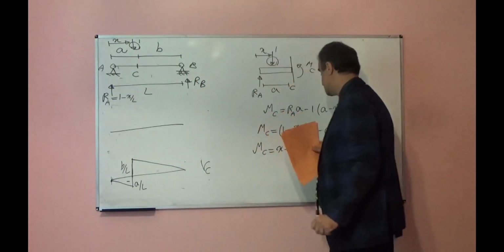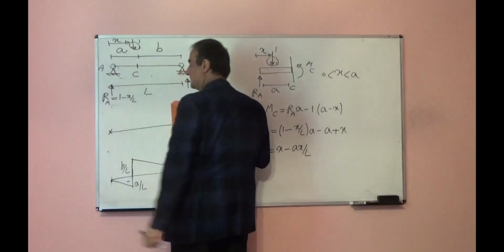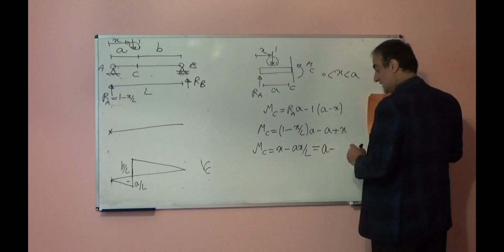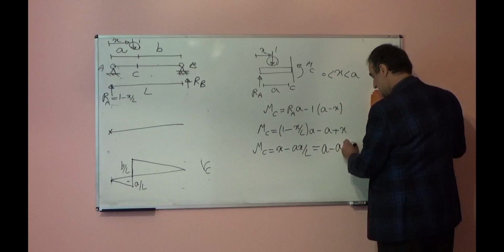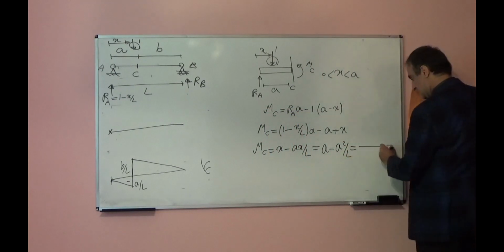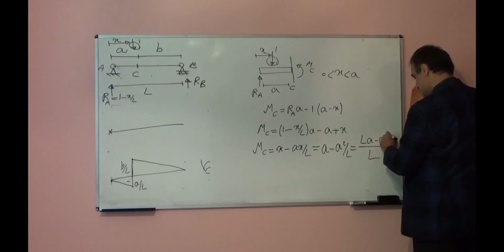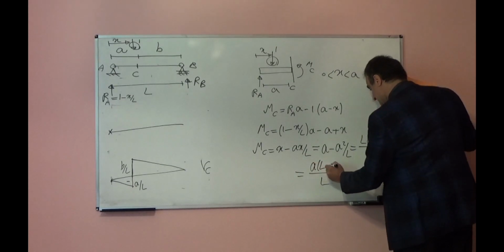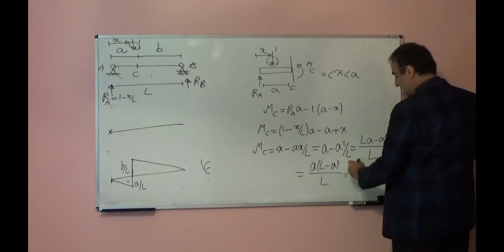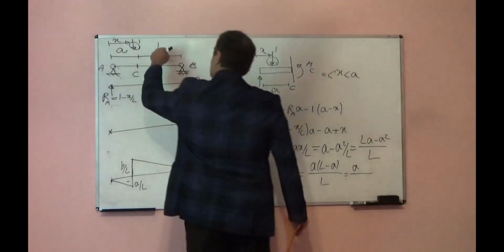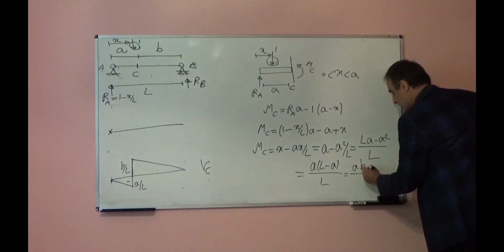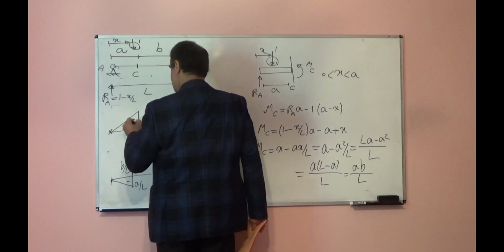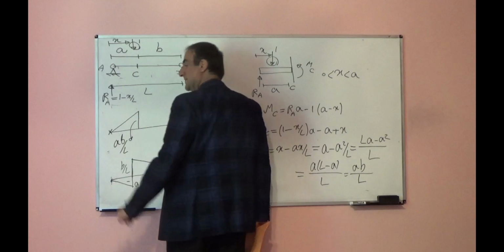Okay, X is equal to 0, M is 0. X is equal to A will be A minus A squared over L. That will be equal to LA minus A squared over L, which is A times L minus A over L. L minus A will be B, so the moment here will be AB over L.